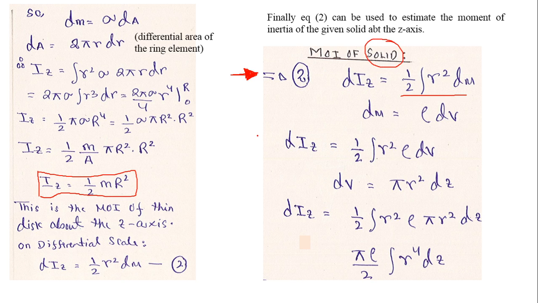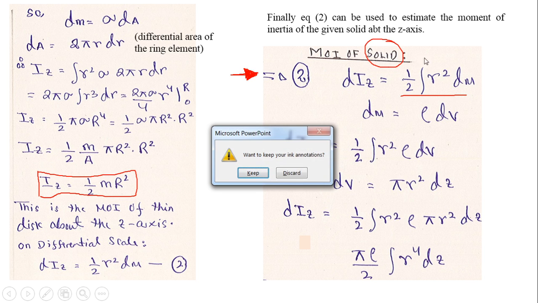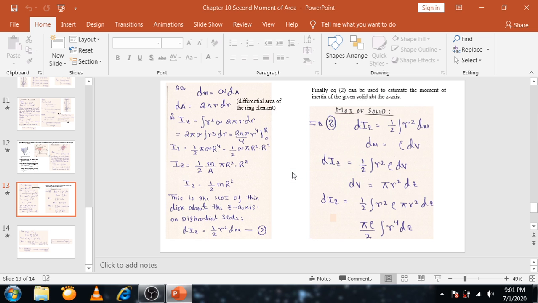Please go through these questions thoroughly. This has brought us to the end of chapter number 10, and now we are left with only one more lecture, and I am going to briefly explain the method of virtual work in my last lecture.